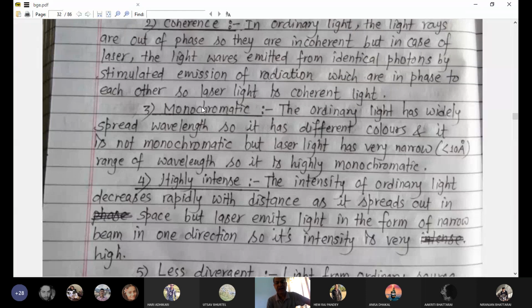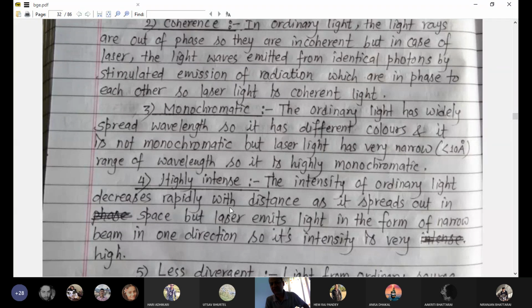And highly intense. That means the intensity of ordinary light decreases rapidly with the increase in distance. जब ordinary source of light छ नि, जब distance बढ्छ नि, distance बढेपछि त्यसको intensity एकदमै घट्छ। सोर्स को नजिकै intensity high हुन्छ, जति हामी टाढा जान्छौं त्यसको intensity drastically decrease हुन्छ हैन। The intensity of ordinary light decreases rapidly with distance as it spreads out in space, but laser emits light in the form of fine bundle, parallel beam in one direction, in particular direction.